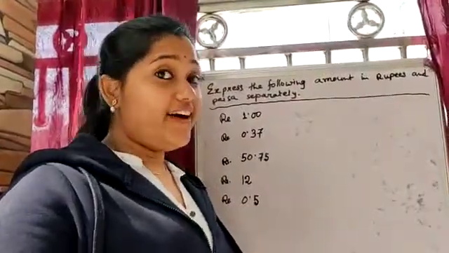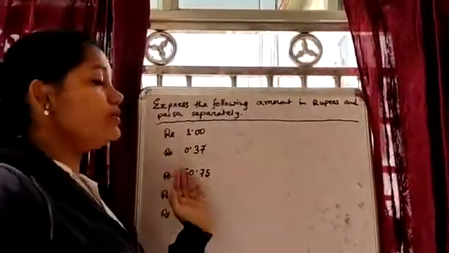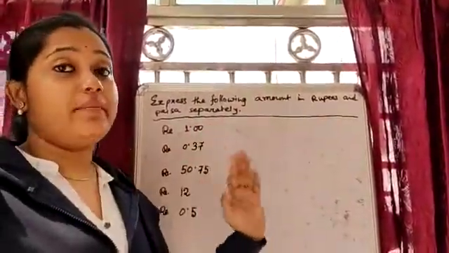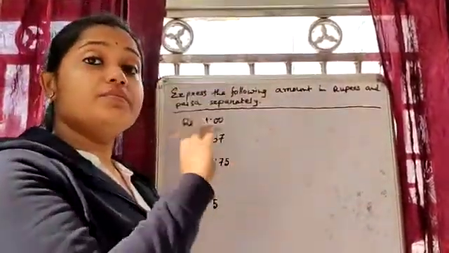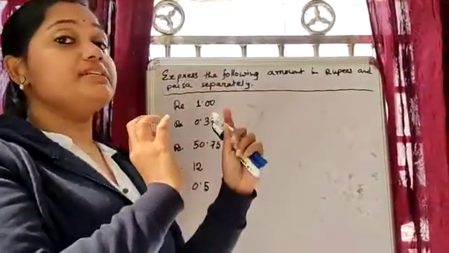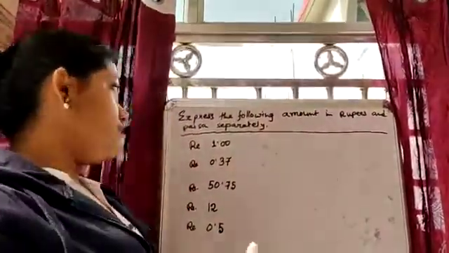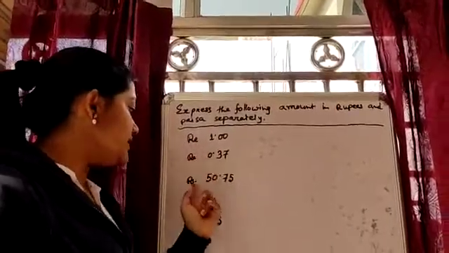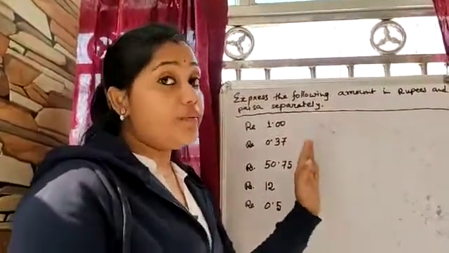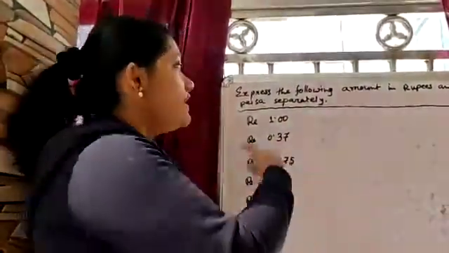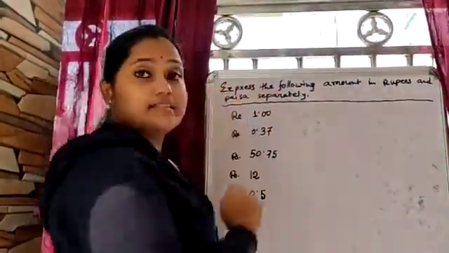So now we need to convert some amounts that I have given into rupees and paisa separately. In the previous lesson we learned how to convert rupees and paisa combinations into paisa. Now this time all of these are given in rupees, and I need to convert each one separately into how many rupees and how many paisa. So the question is asking: express the following amounts in rupees and paisa separately.